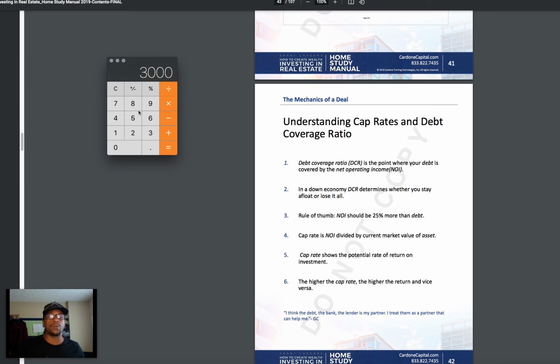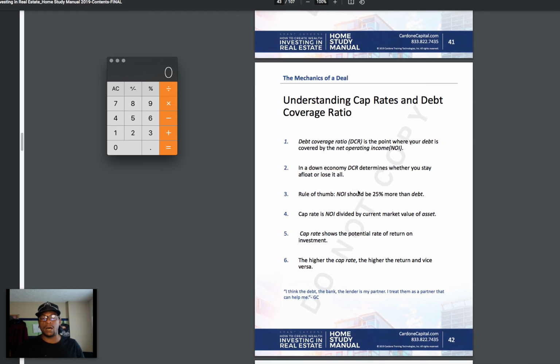And we were at 3,700, so we were definitely above the debt ratio. I believe that's how you calculate that. If I'm wrong, please let me know in the comment section.